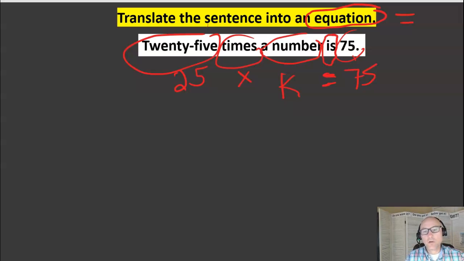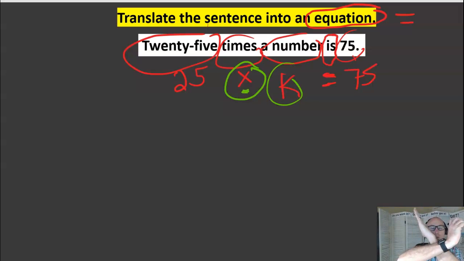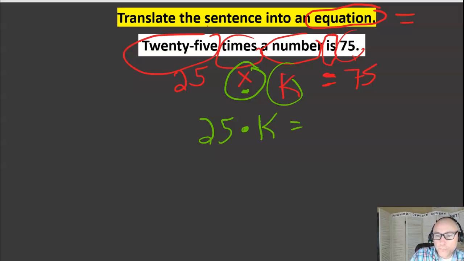Oh, we have an issue here. See this right here? I'm going to use a different color just to point it out. X, K. That looks like a letter. So in algebra, instead of using an X, let's just use a dot. Instead of X for multiply, we're going to go poof, a dot. So as I rewrite this whole thing, it's 25 dot K equals 75.